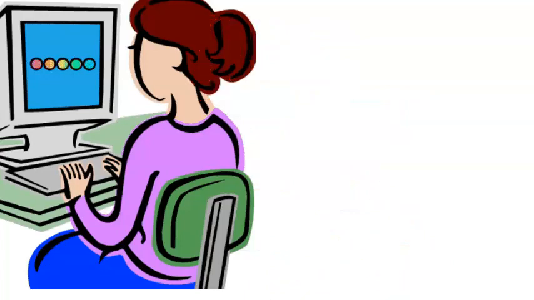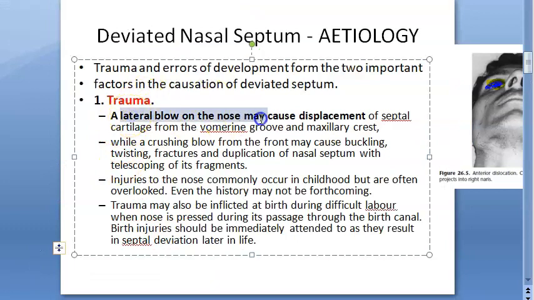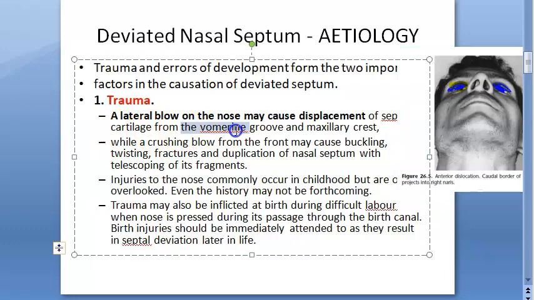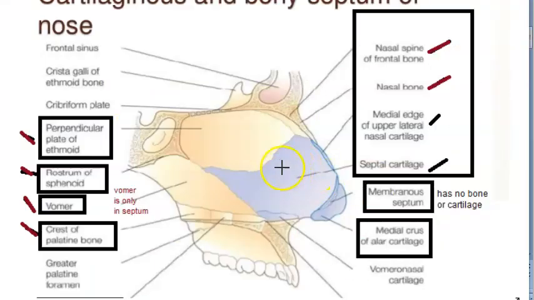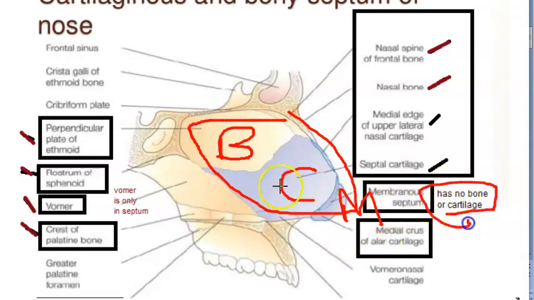Okay. Now let us look at trauma a little in detail. Here we go. Trauma. A lateral blow to the nose may cause displacement of the septal cartilage from the vomerine groove and maxillary crest. So first let us see where the septum is. See, this is the septum, right? Nasal septum. Here you have the bony part, here you have the cartilaginous part, and here you have the membranous part, right? So the membranous part has no bone, no cartilage. Here you have the septal cartilage.